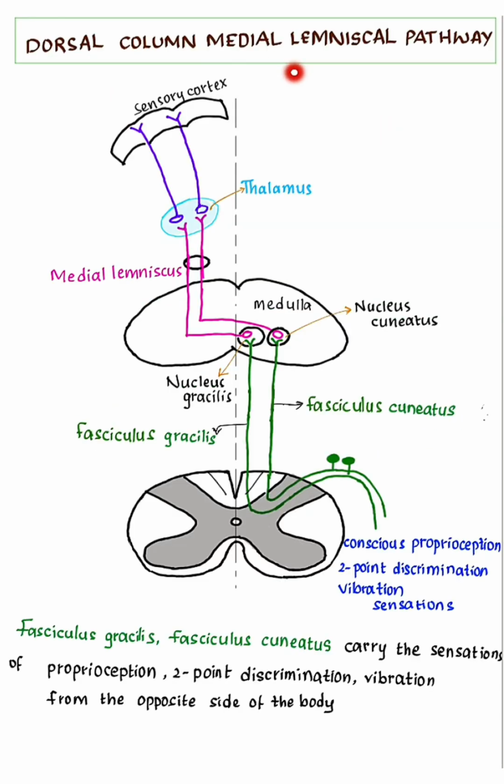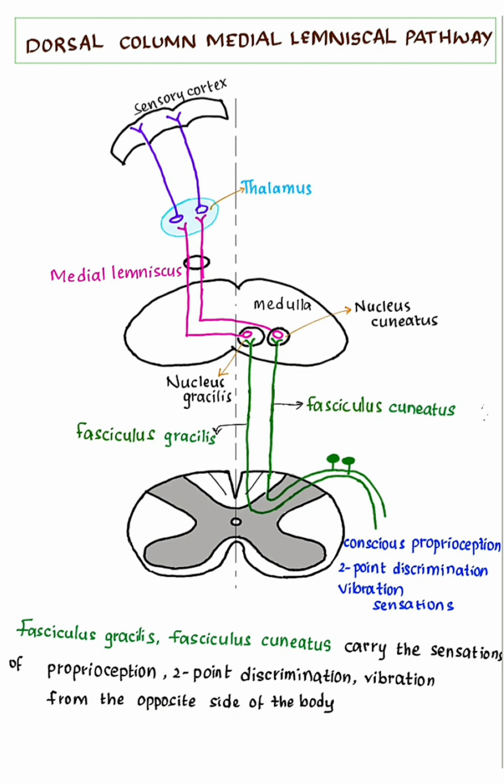Now let's see about the dorsal column medial lemniscal pathway. It carries the sensation of conscious proprioception. Unconscious proprioception sensations are carried by the spinocerebellar pathway, while conscious proprioception sensations are carried by the dorsal column pathway. It also carries the sensations of two-point discrimination and vibration from the opposite side of the body.